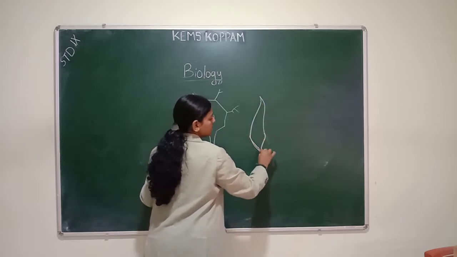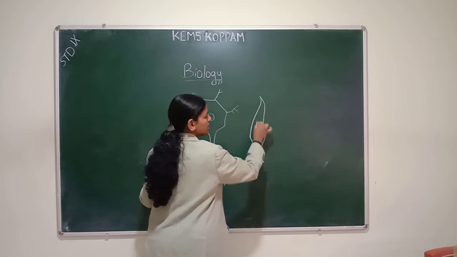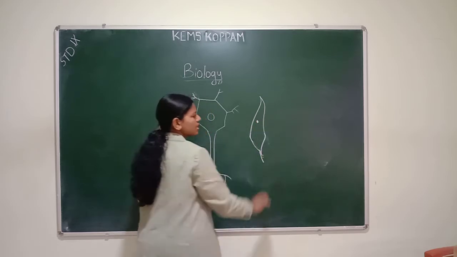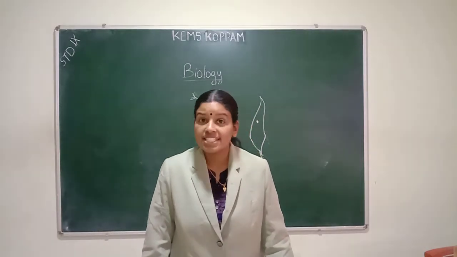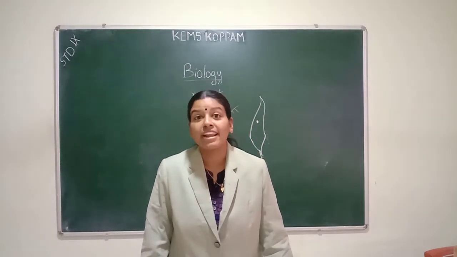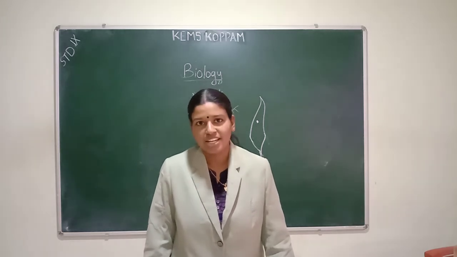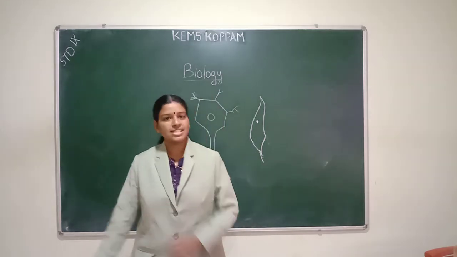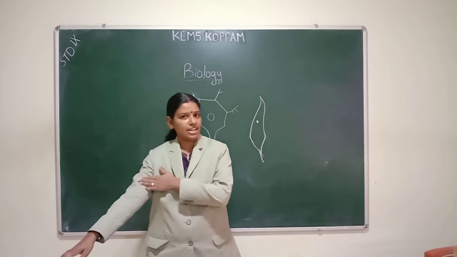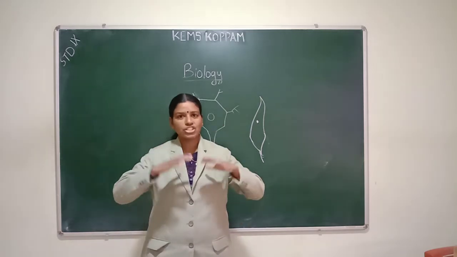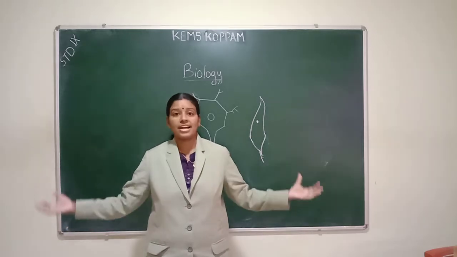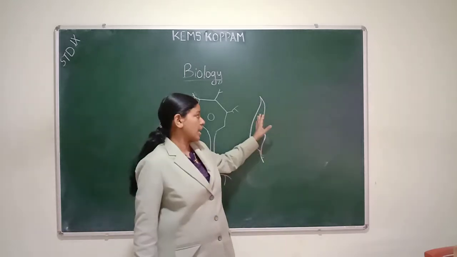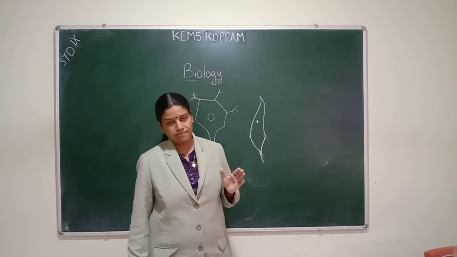Muscle cells are spindle shaped. What is the need of the spindle shape? What is the function of muscle cells in our hand and all? For contraction and relaxation. So that's why they acquire a spindle shape.